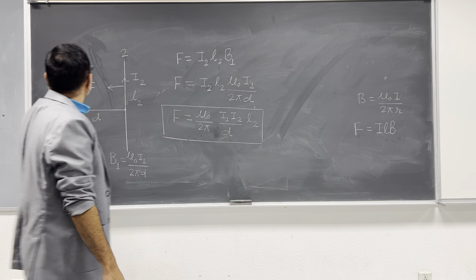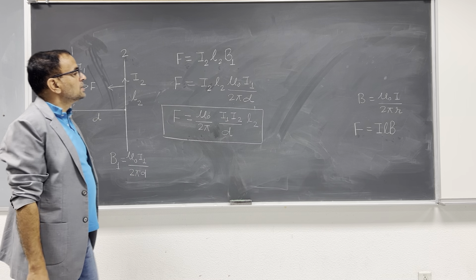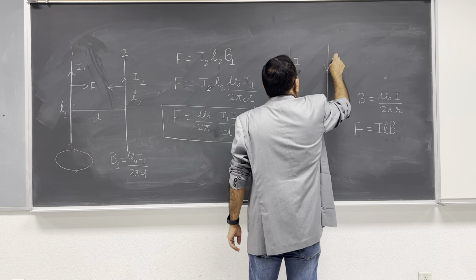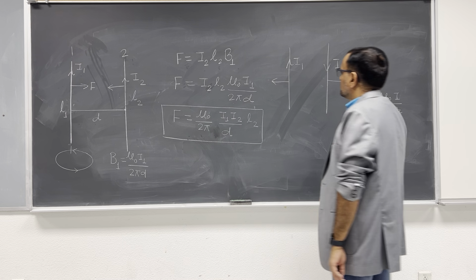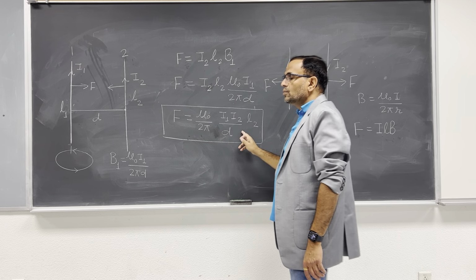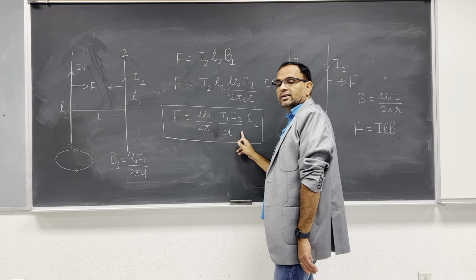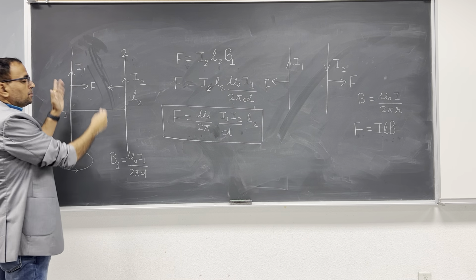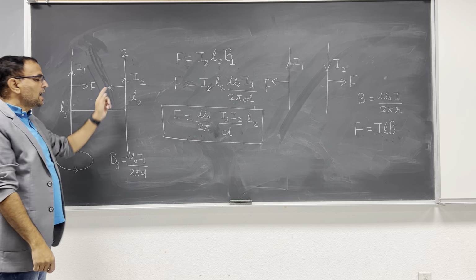And if the current is in the same direction like this, current upward, there is attractive force. If this current is up, and this current is down, then in this case the force is repulsive. So this is the formula to calculate the force between two current carrying conductors, and they are parallel. I mean, this distance is d. The current may be parallel or anti-parallel, but the wires are parallel.